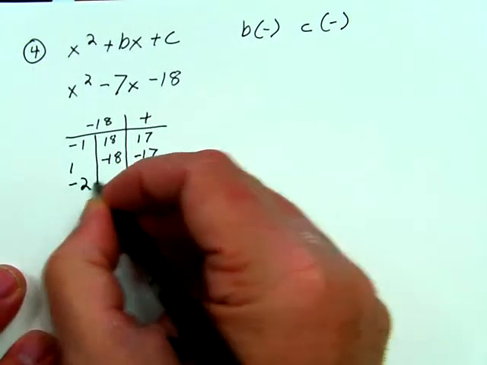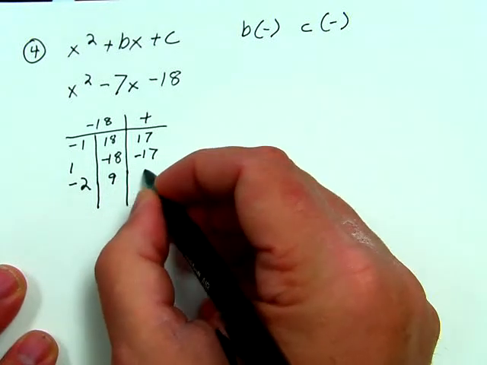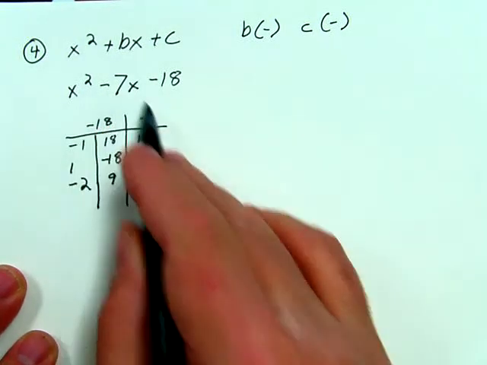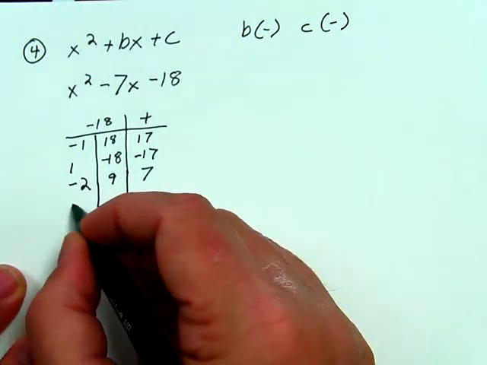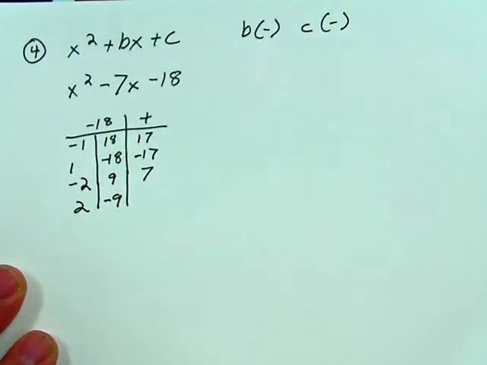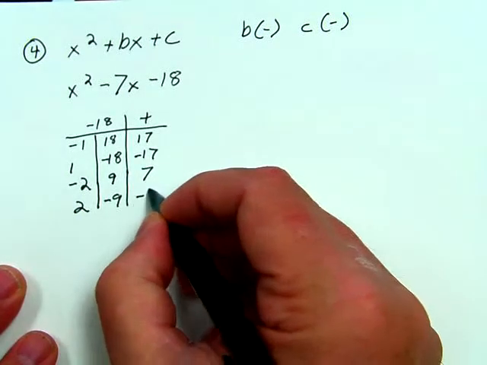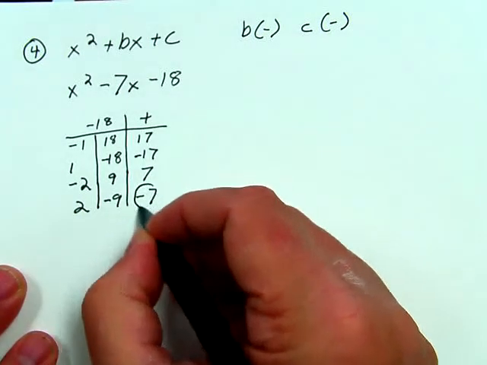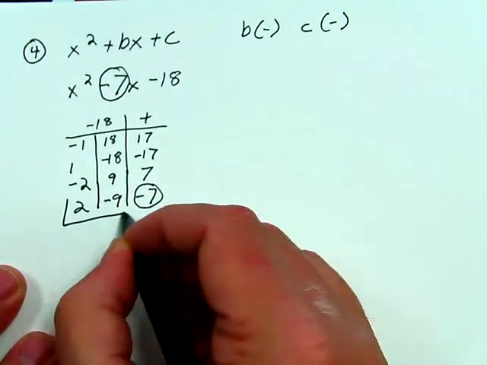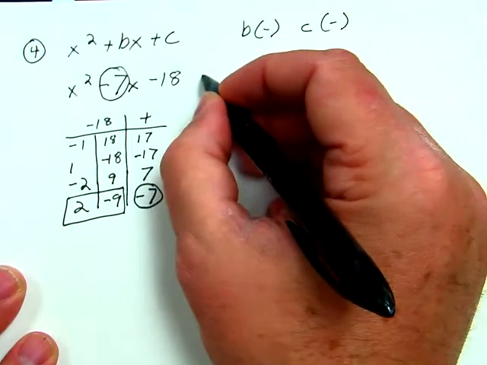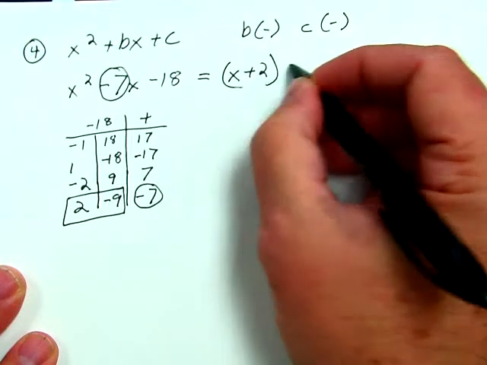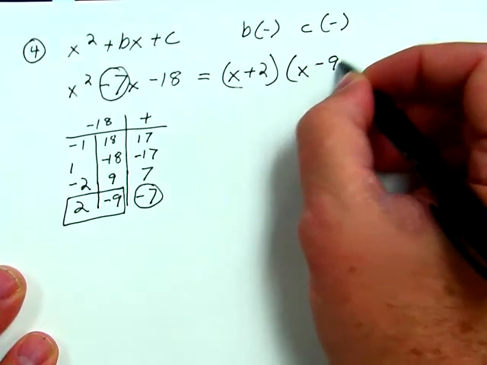Let's try negative 2 and 9. Negative 2 and 9 adds up to 7. Well, that's close, but it's not negative 7. It's just 7, so that's not right. But that tells me that the opposite signs of those two factors are probably going to come up right, and there it is, negative 7, negative 7. So 2 and negative 9 are my numbers: x plus 2 and x minus 9.